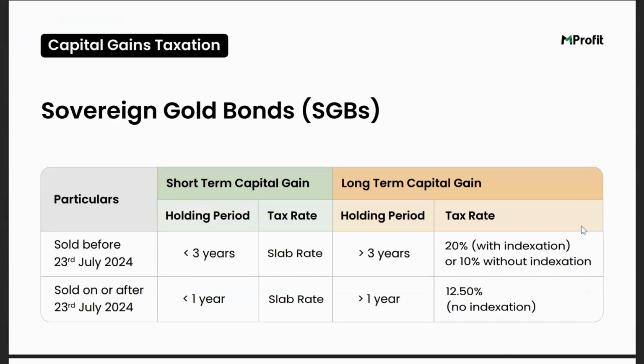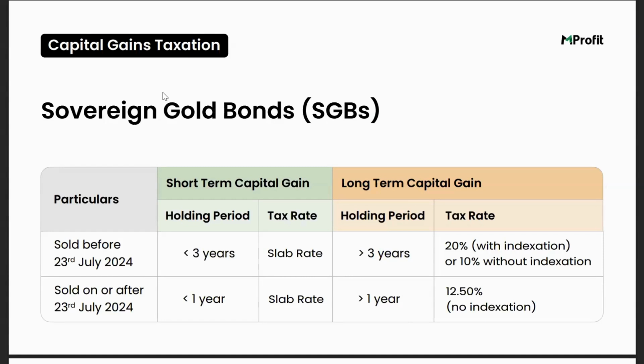Next, we go to sovereign gold bonds. In this case, there are again two scenarios. Scenario 1, where you're selling the sovereign gold bonds before 23rd of July 2024. In this case, if you are holding the bonds for a period of 3 years and selling it post 3 years, it will be classified as long term. And if you are selling the SGBs within a period of 3 years from the date of purchase, it will be classified as short term.